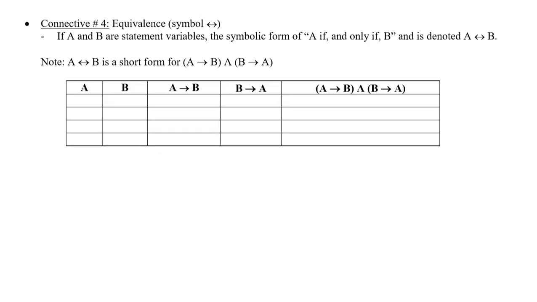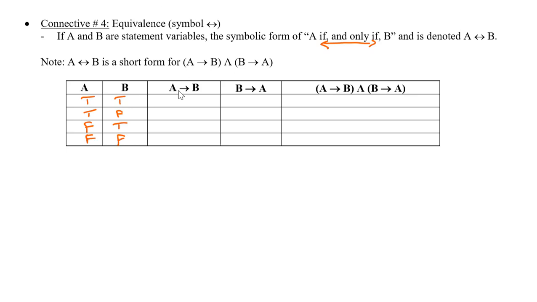Our next connective is equivalence. If A and B are statement variables, the symbolic form is A if and only if B, which is an equivalence, and we write it A equivalent to B. So when is this true? Again, if I have only two statements, A and B, all my possibilities are both true, true-false, false-true, and then false-false.